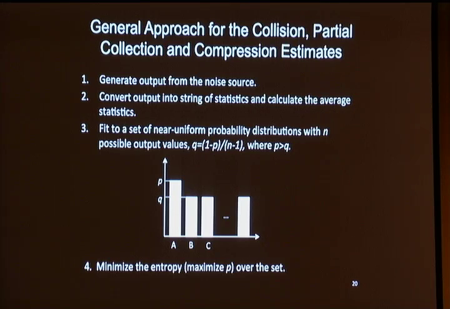In a near uniform distribution, all of the sample values have the same probability except one sample value. Here, sample A has probability P, and the rest of the sample values have probability Q. Here, P is assumed to be larger than Q, of course. And then we're trying to minimize entropy, and we're trying to find the p-value using the calculated test statistics. We have a model, and then we are trying to minimize the entropy value based on this model.